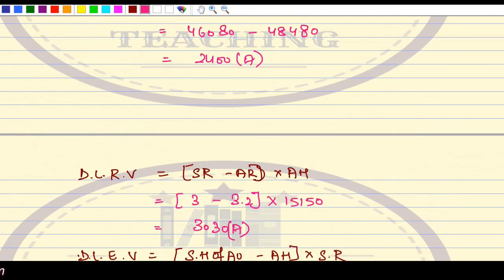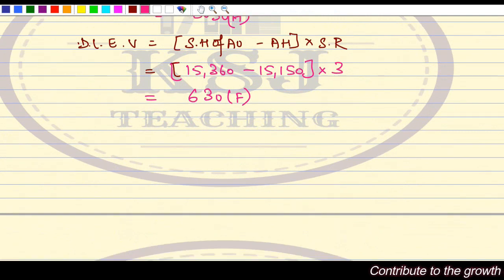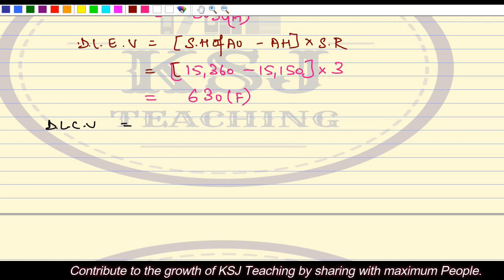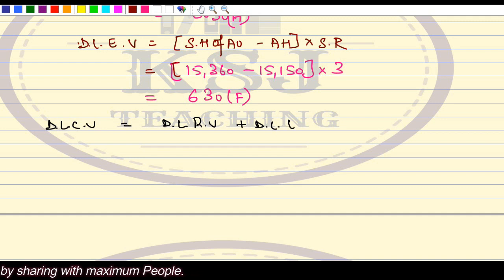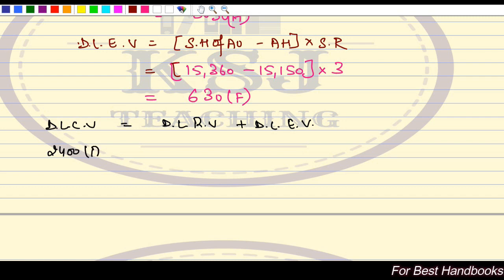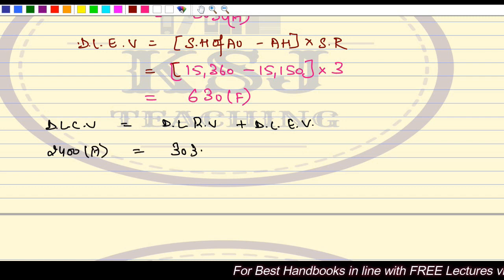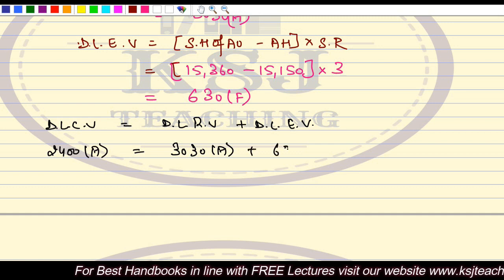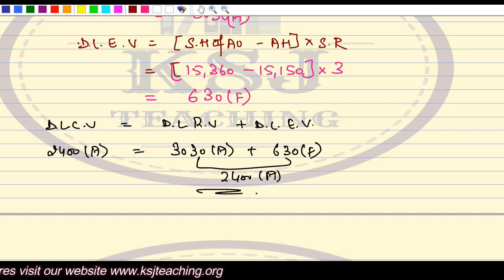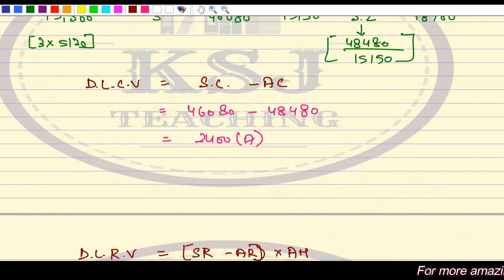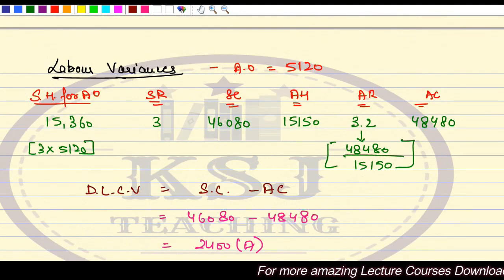So direct labor cost variance will be equal to rate variance plus efficiency variance. Direct labor cost variance is equal to direct labor rate variance plus direct labor efficiency variance, right? So cost variance is 2400 adverse. This is 3030 adverse plus this is 630 favorable, right? So the net effect is 2400 adverse. Clear? So this is how the material and the cost variances will be calculated.